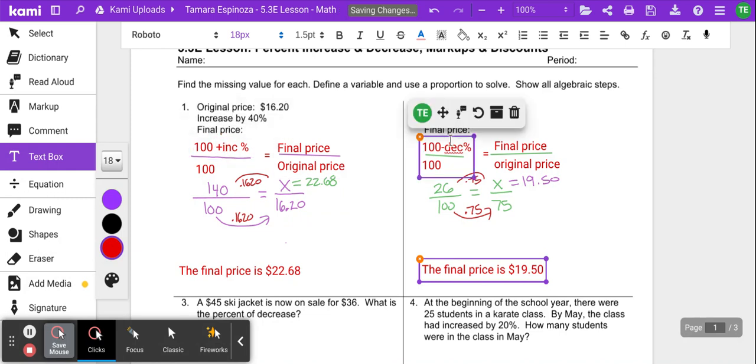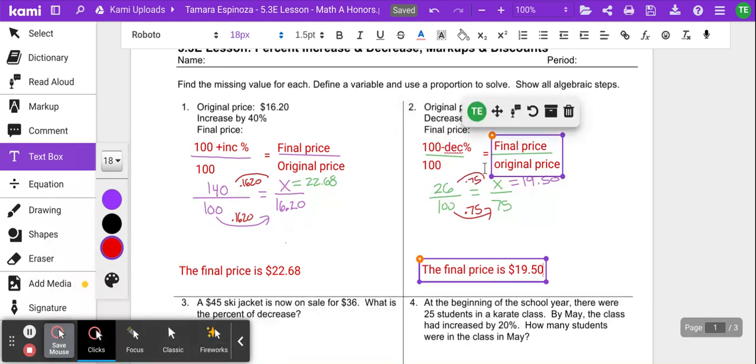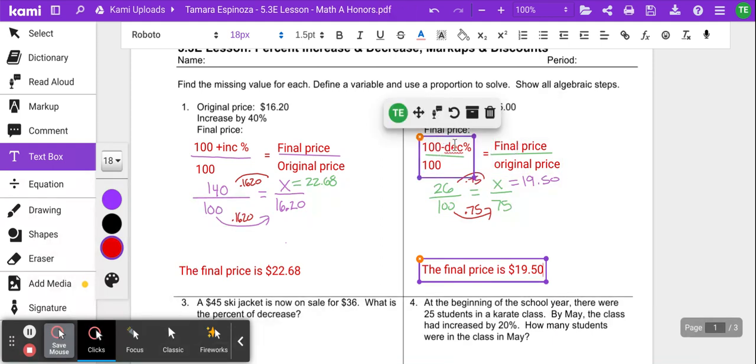If we want to decrease, we're subtracting our percentage from 100. And it's always final price over original. And it's always what we have up here over 100 because 100 is our biggest percent. Okay, so now we're going to apply this to actual word problems.